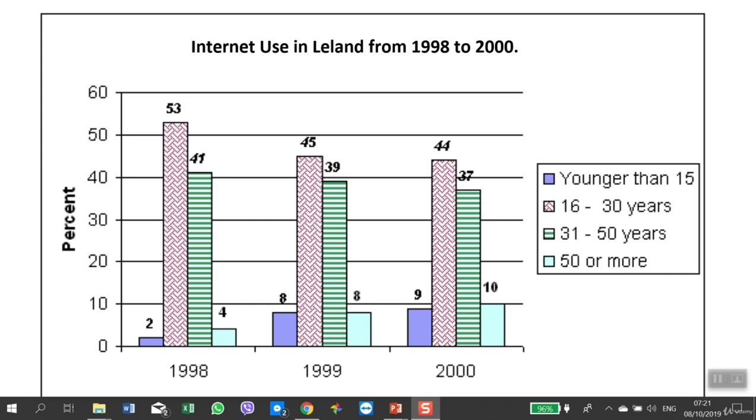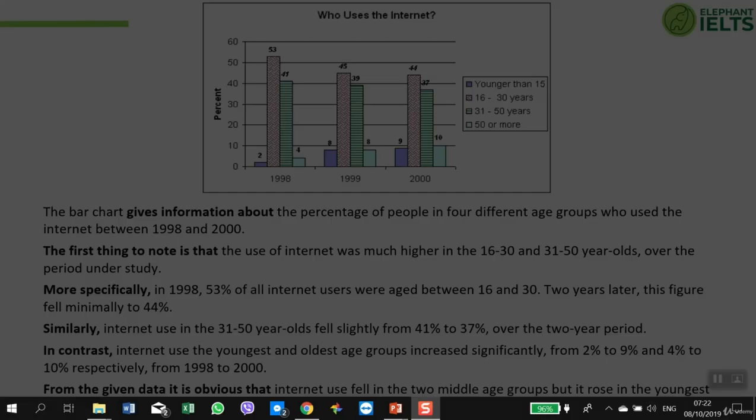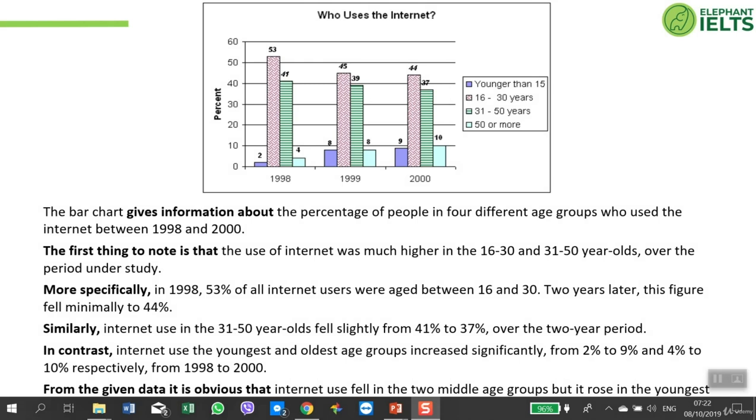From the given data, it is obvious that internet use fell in the middle age groups, but rose in the youngest and oldest age groups in Leland over the aforementioned period. Let's look at this complete summary of the bar chart. Here it is here. So you can study that again. You can see it follows the structure for tea and coffee. So study this and be ready to describe a graph with a trend.